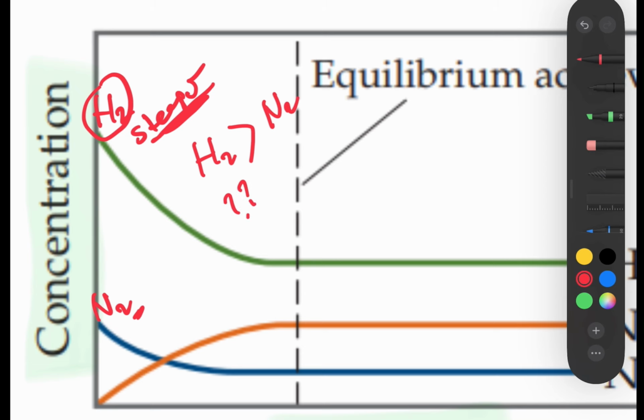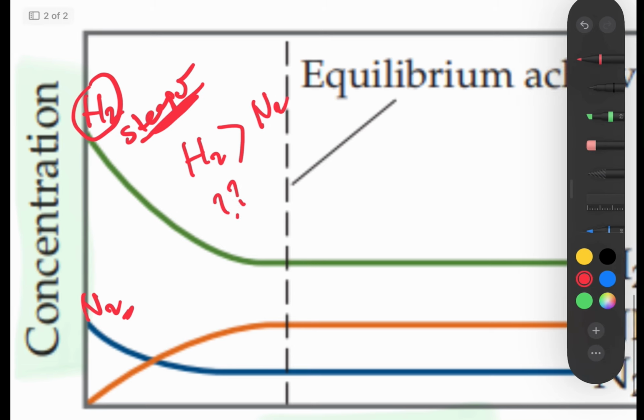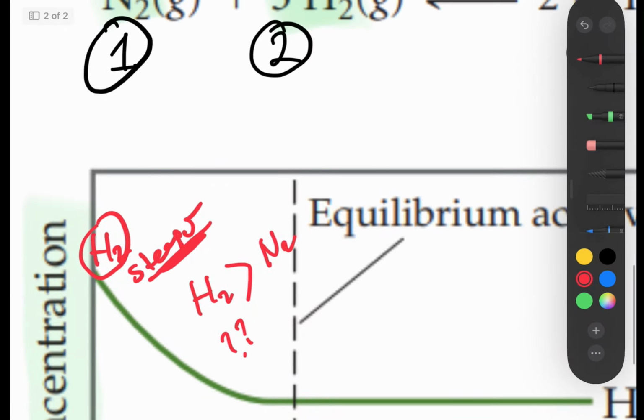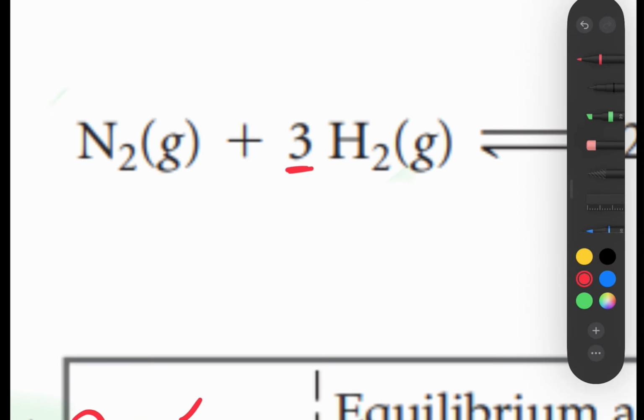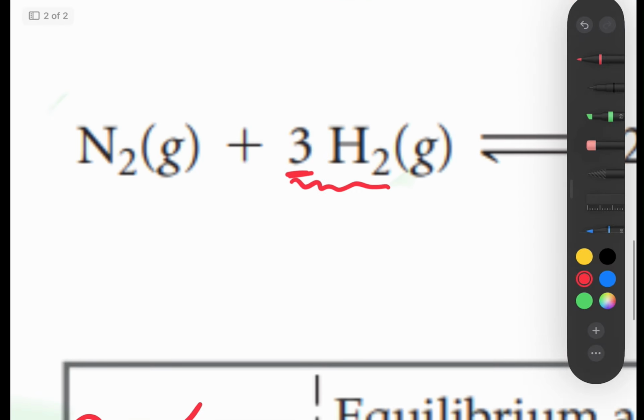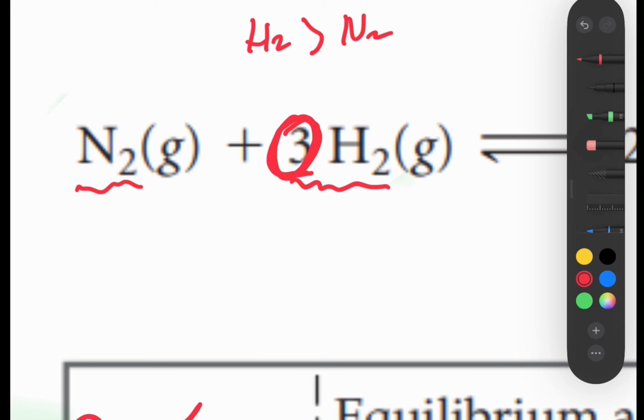And is there a reason for that? Sure, there is a reason. If we go to the equation right here, you can see that the rate of disappearance of hydrogen is greater than that of nitrogen because the hydrogen is multiplied by 3. So its coefficient is higher than the coefficient of N2, and that's why it decreases faster than the nitrogen.